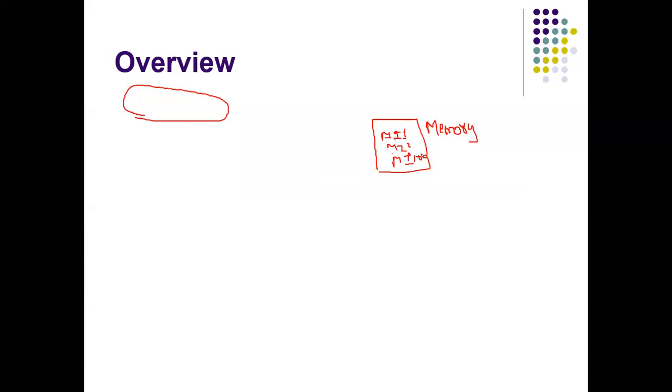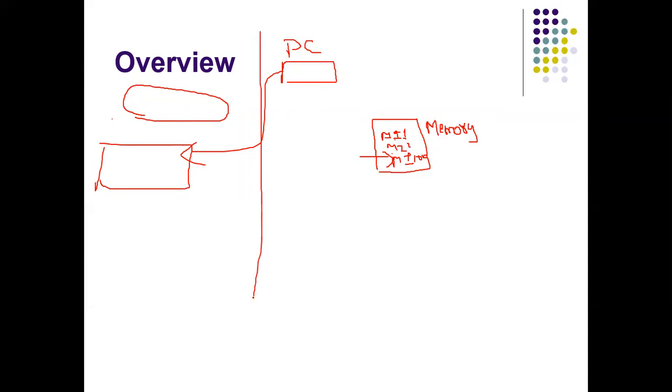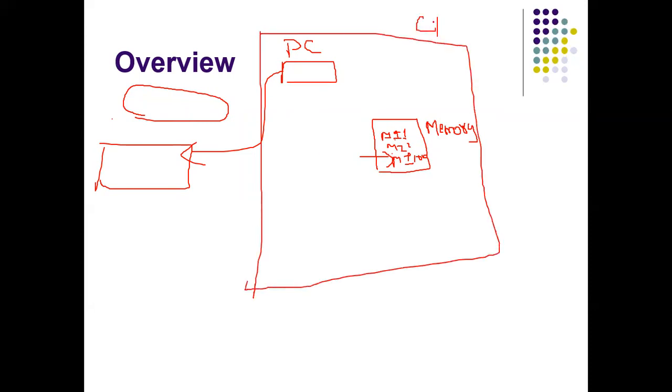Like how in the processor we have the program counter, which always points to the address of the next instruction to be executed. It points to an address of the main memory. But main memory is outside the CPU. This is the CPU.